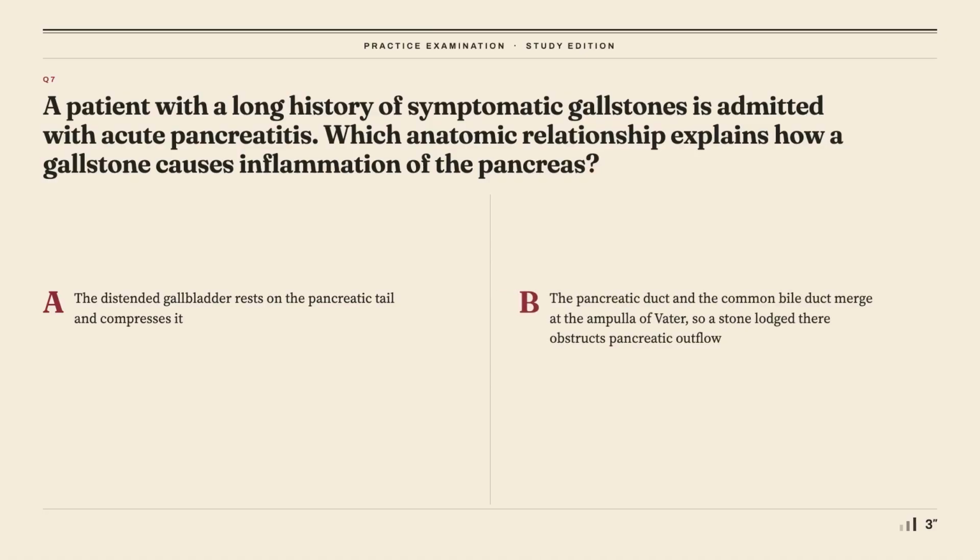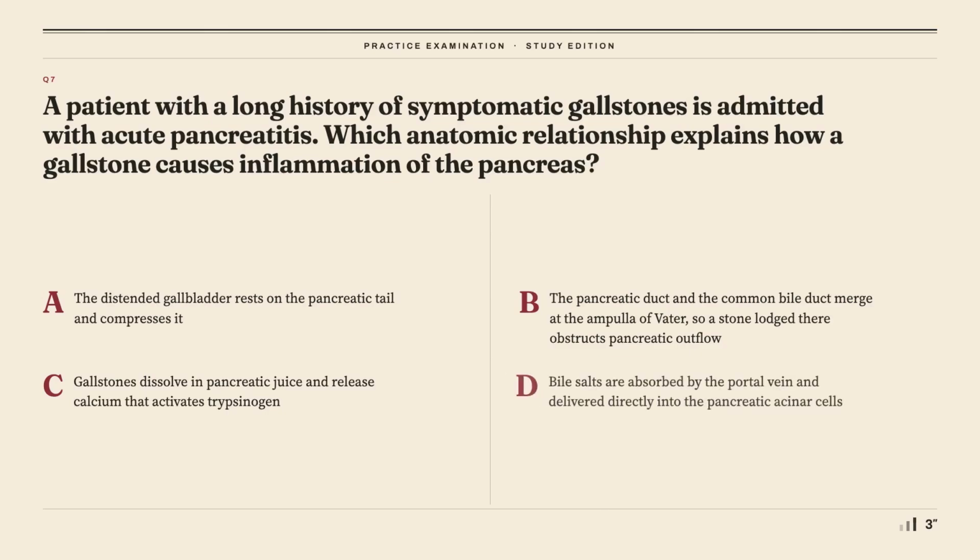B. The pancreatic duct and the common bile duct merge at the ampulla of Vater, so a stone lodged there obstructs pancreatic outflow. C. Gallstones dissolve in pancreatic juice and release calcium that activates trypsinogen. D. Bile salts are absorbed by the portal vein and delivered directly into the pancreatic acinar cells. Don't overthink it. Which one feels right?